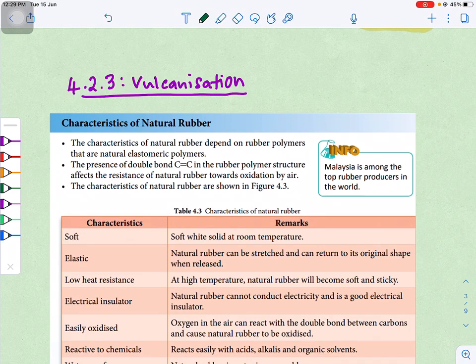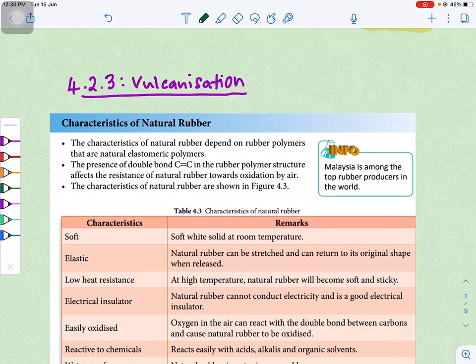So, I'm going to continue on the subtopic natural rubber, still di bawah topik polymer. This another subtopic is about vulcanization. Before this, we discuss about the concept of coagulation yang melibatkan penggunaan coagulant and non-coagulant. Coagulant is substance that will make the coagulation occur. Non-coagulant is substance to prevent coagulation. That is the idea in our previous lesson.